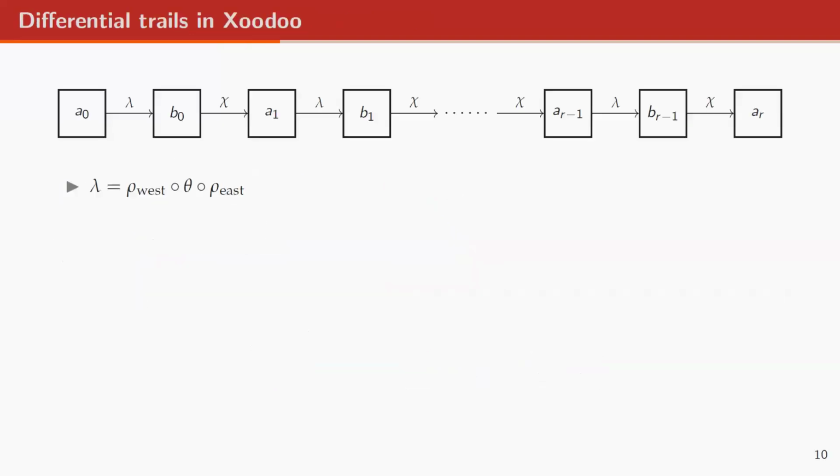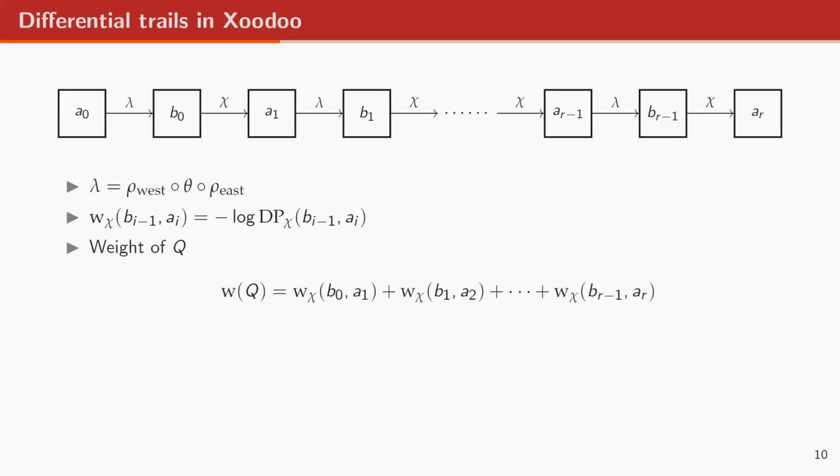Okay, so to represent trails in Xoodoo, we first rephrase the round function by grouping together the linear steps in a linear layer that we denote by lambda. And we depict the trail by specifying both the differences at the input of the linear layers and at the input of the nonlinear layers. I recall that the weight of a differential is defined as minus the logarithm of its differential probability, and the weight of a trail is the sum of the weights of the differentials over the nonlinear layers in the trail.